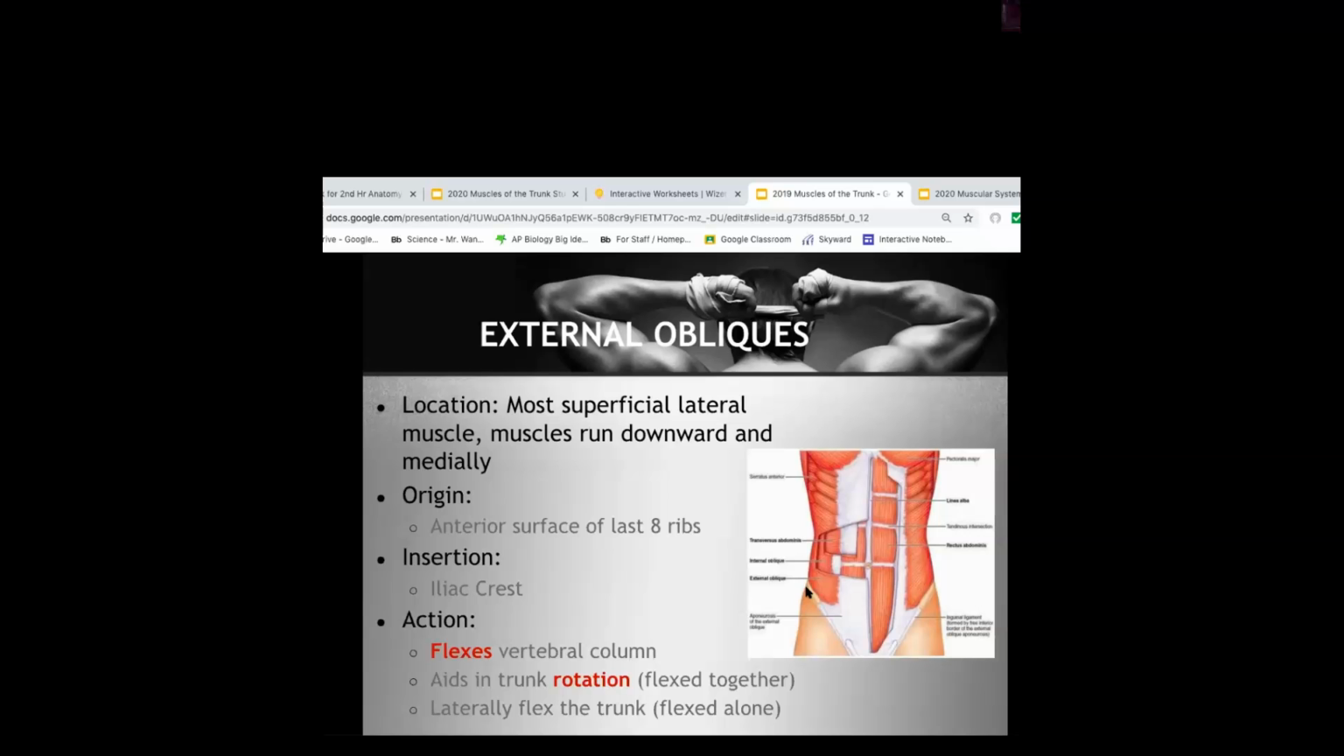The iliac crest. So this aids in trunk rotation. Again, the muscle will tilt or rotate about an axis, or do a lateral flexion, which would be side to side. So rotation would be like a twist. The flexion would be a bend. Okay, external obliques.